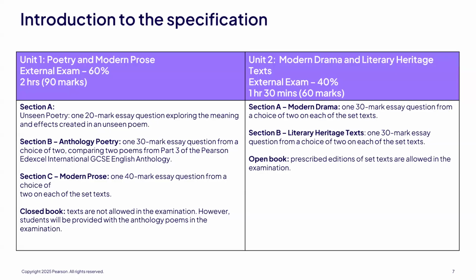Unit 1 is closed book, Unit 2 is open book. So they're allowed to take in clean copies of the prescribed editions. Those prescribed editions are in the specification. So that's a very quick overview.